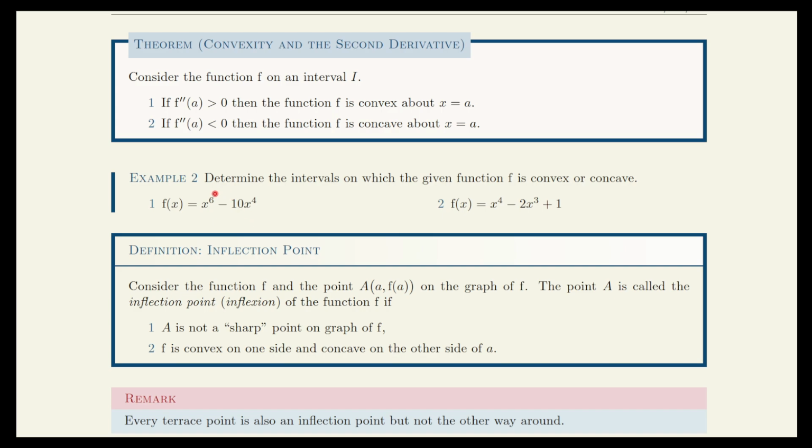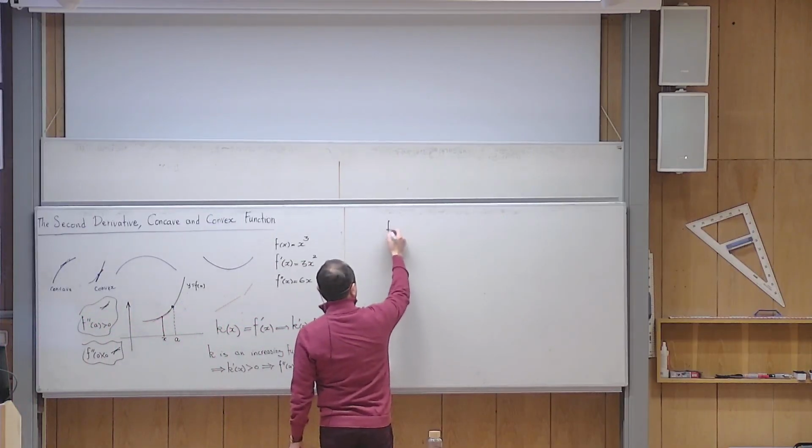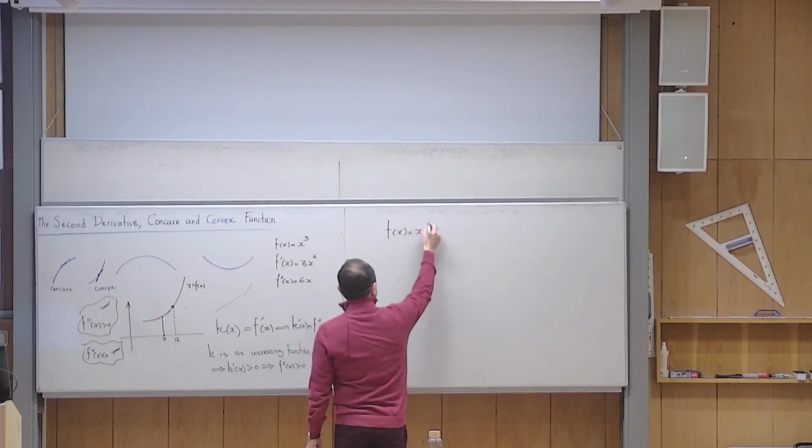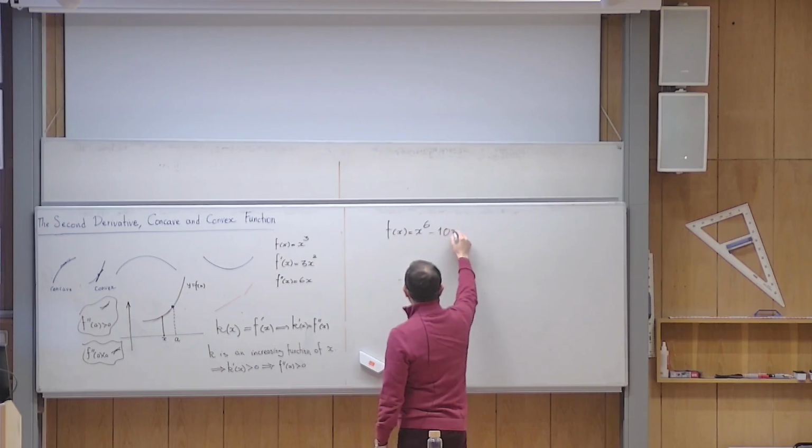Okay, so let us just do this example. We want to determine the intervals. In other words, I want to know on which interval this function is concave or convex, both of them. Okay, so let us go back to the board. f of x is x to the power of 6 minus 10x to the power of 4.